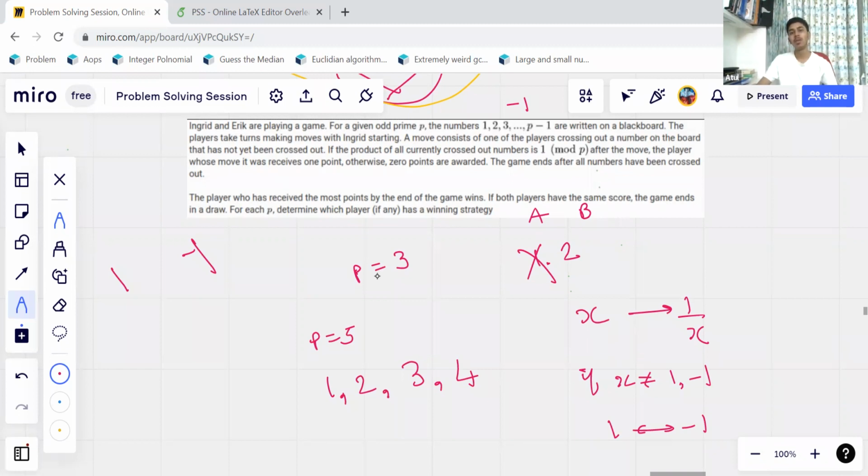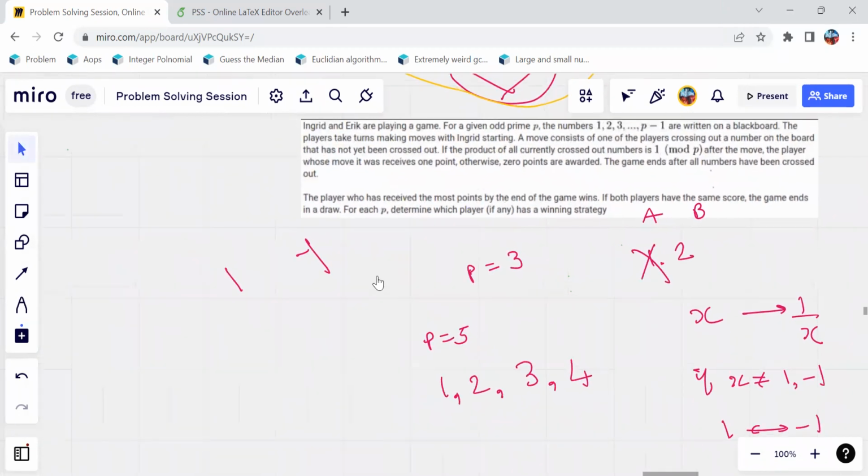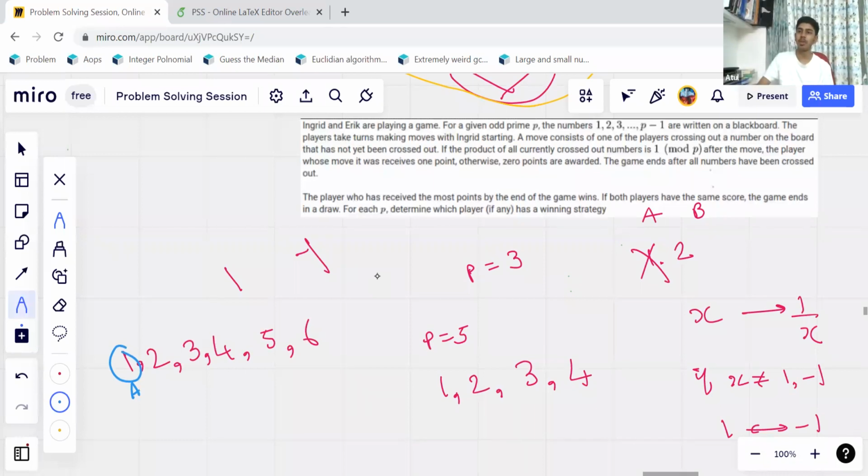Oh, are you saying both people can ensure it? In that case, what is the strategy for, let's say, Alice? What is Alice picking first? Let's take p equals 7. Then I pick 1, like the first person, Alice and Bob. Alice picks 1, Alice has 1 point. Bob picks... No, Alice picks 1, Alice gets 0 points.